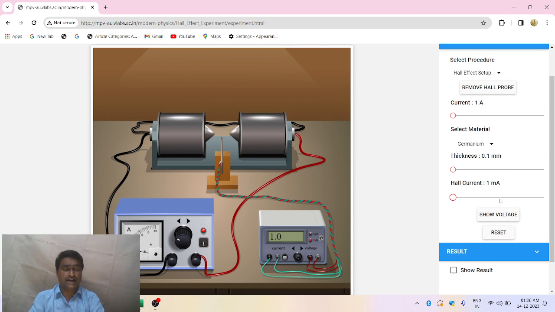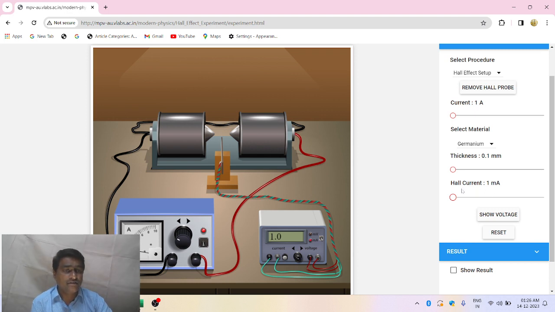Please take a note and make two columns. Before that, you have to note the magnetic field and the thickness of the material. Now you have to make two columns. The first column is Hall current, the second column is Hall voltage. Hall current we measure in milliamperes and Hall voltage we measure in millivolts.